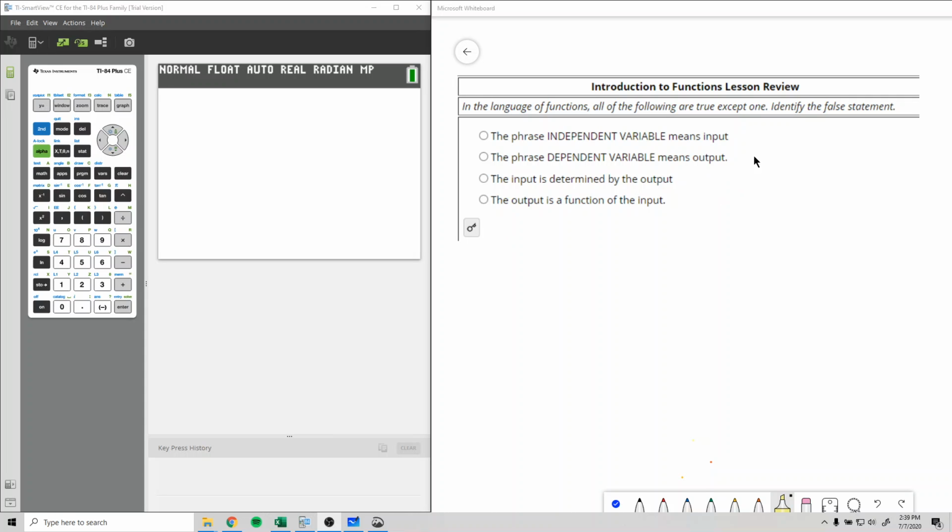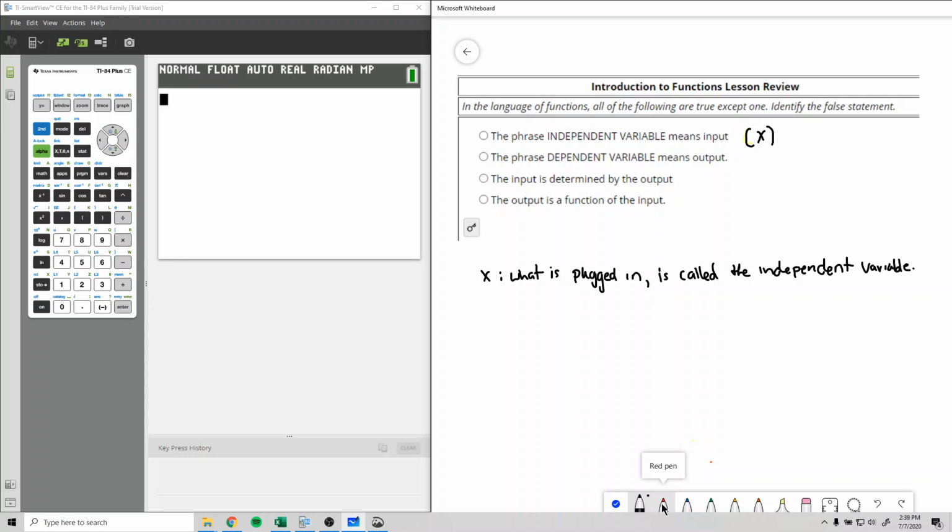The phrase independent variable means input or x value. So x, what you plug in, is called the independent variable. So that one's true, which means it's not the right answer. We are looking for the false one. The reason it's called the independent variable is because we can plug in whatever we want. I can plug in 5 or 10 or 0, whatever. It doesn't matter. It's independent of itself.